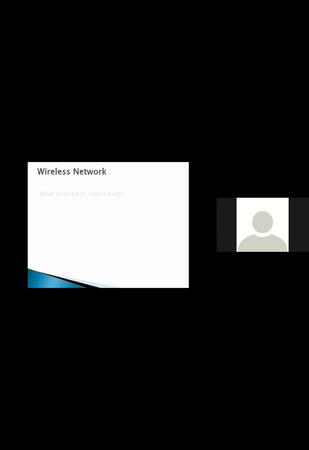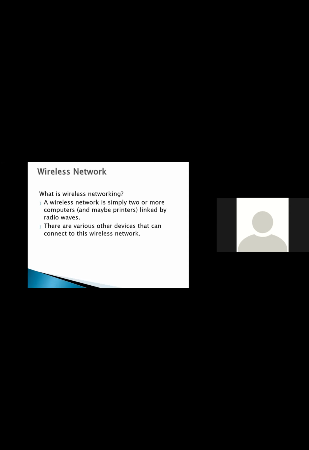Wireless networks. What is wireless networking? A wireless network is simply two or more computers linked by radio waves. There are various other devices that can connect to this wireless network. This arrangement uses a protocol. It is also called IEEE 802.11b, method of communication, or Wi-Fi.